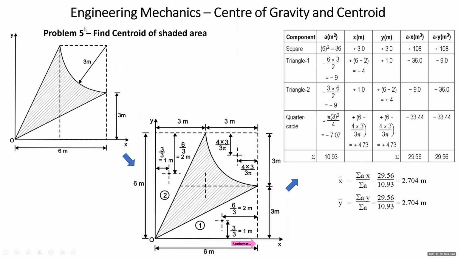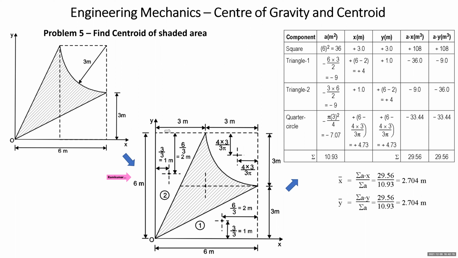Now, the next problem is again asking you to find the centroid of the shaded area. To find the centroid of the shaded area, students, we need to draw the diagram again. As you can see, here I have drawn it. Draw this dotted line. The moment you complete this dotted line, immediately it comes to your mind that this figure can be taken as square minus two triangles minus quarter circle.